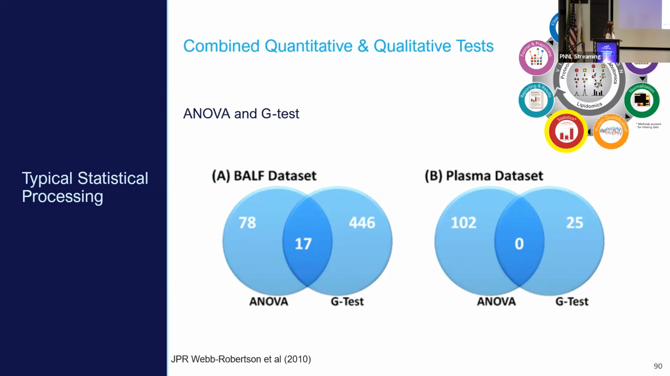On the left here, a different data set. The difference here is kind of astounding. There was a lot of missing values in this data. So there were 78 plus 17 that were significant by the ANOVA, and then over 400 that were significant by the G test. So in this case, having that presence absence test really added a lot of value because most of the proteins in this data set could not be analyzed using a quantitative method.